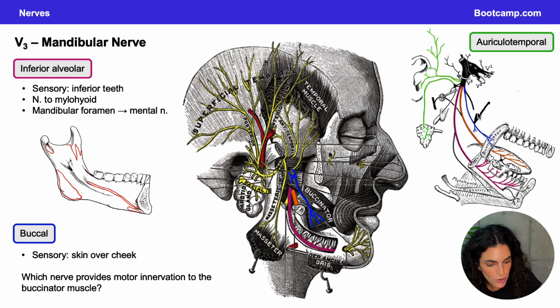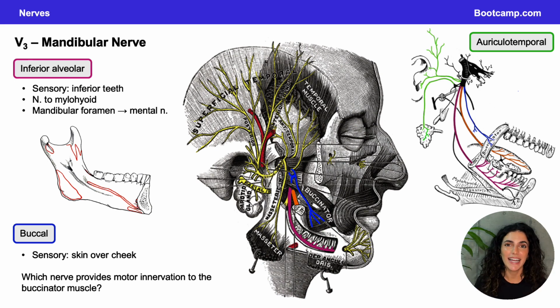Next, we have the long buccal nerve here in blue that will be supplying sensory innervation to the areas of the mucosa and the skin of the cheek. So it's going to be traveling more superficially along the infratemporal fossa to eventually get to the areas of the cheek.